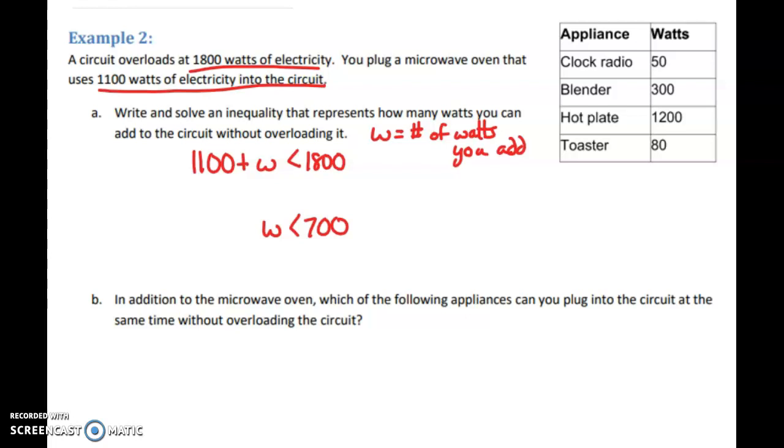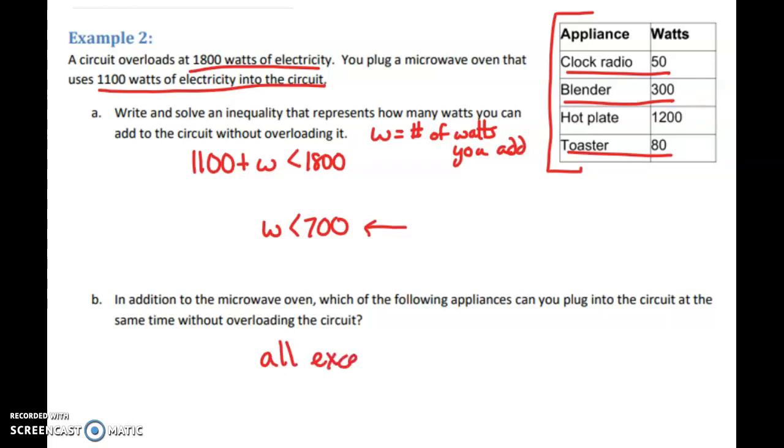So now in part B, it says, in addition to the microwave oven, which of the appliances can you also plug into the circuit? So we look at this chart up here. We could actually plug in the clock radio, the blender, and the toaster all at the same time, and it would not be more than the 700 watts I'm limited by in part A. So I'm going to say all of them except the hot plate. The hot plate is more than 700 watts, so if we plugged in the hot plate, it would overload our breaker.